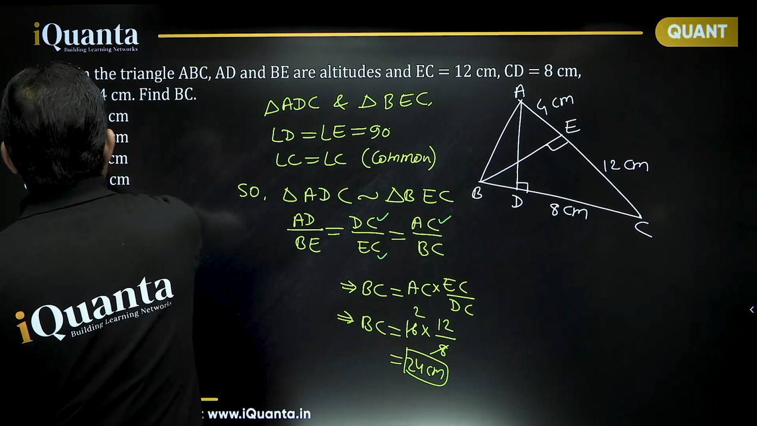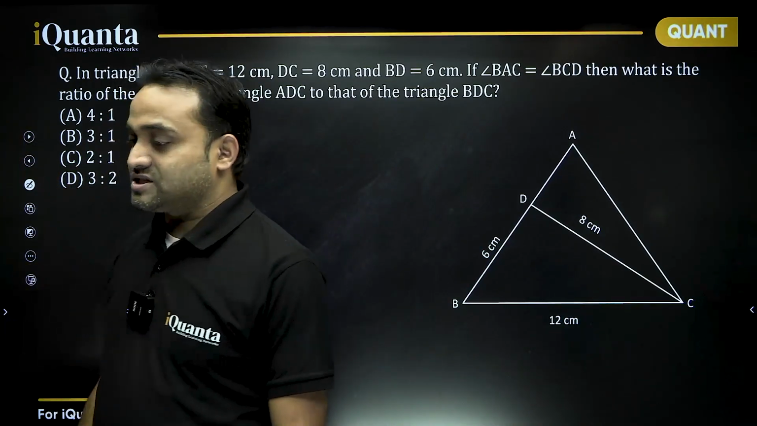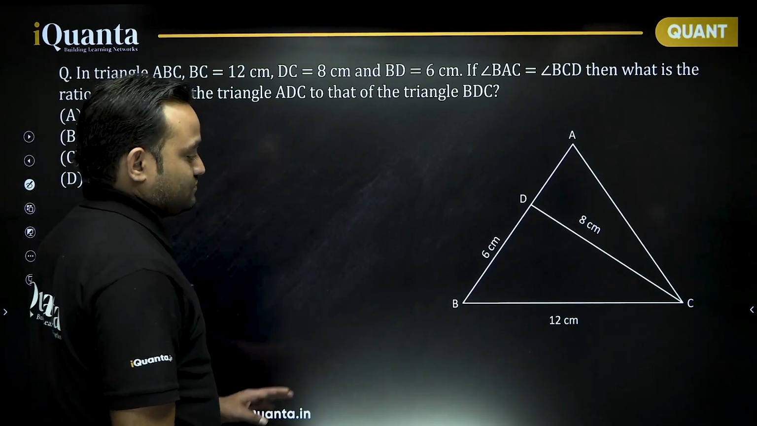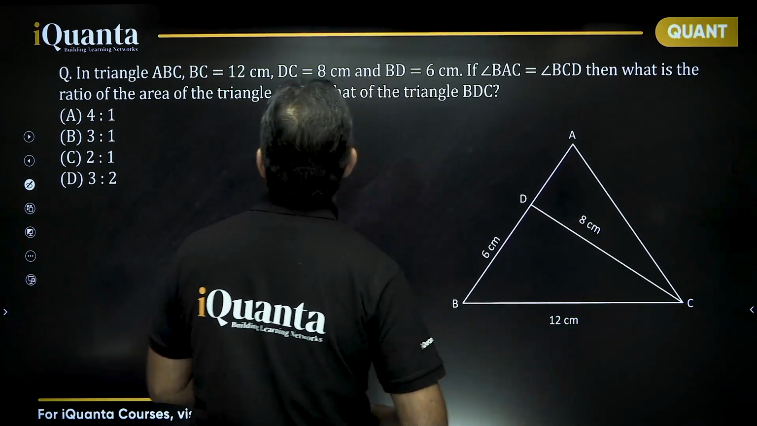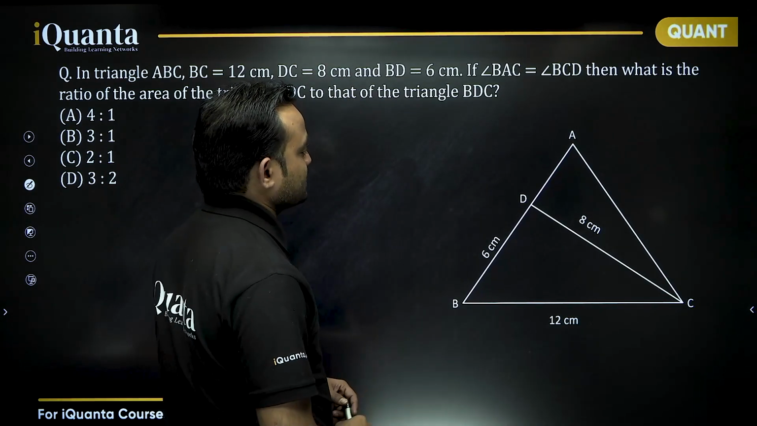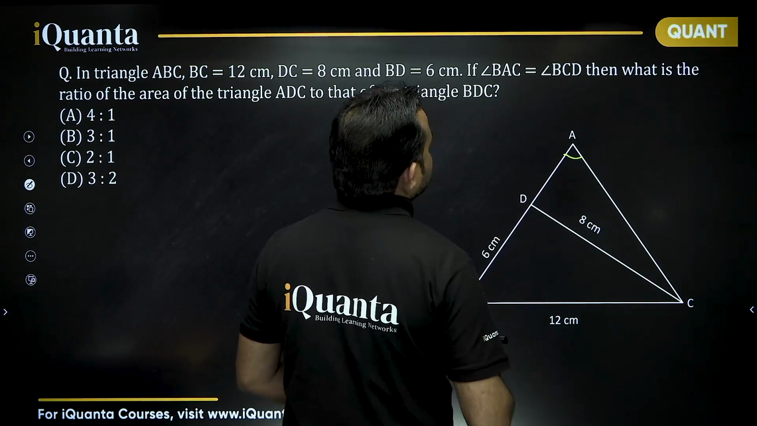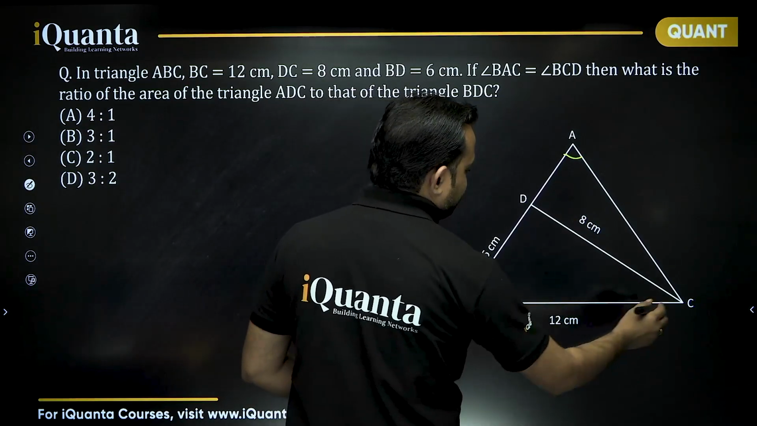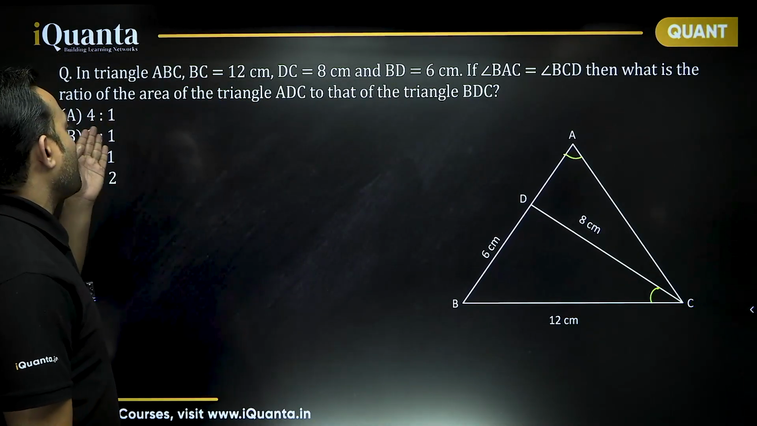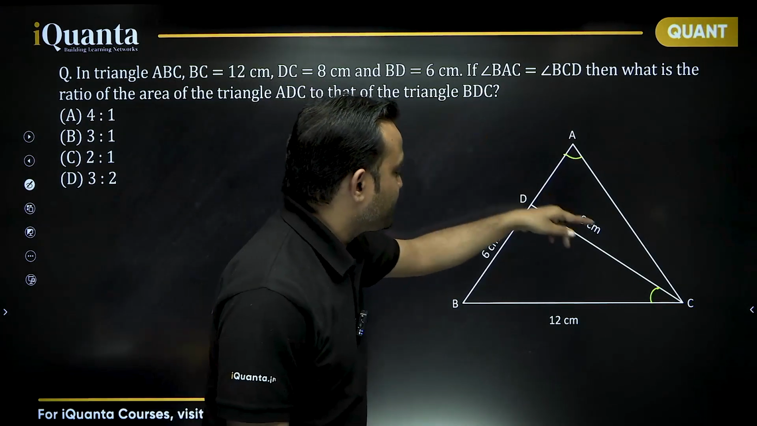So our answer is option C here. Now let's go to the next question, which says in triangle ABC, BC is 12, DC is 8 and BD is equal to 6. If angle BAC, this angle, is equal to angle BCD, this angle, then what is the ratio of the area of the triangle ADC to that of triangle BDC?